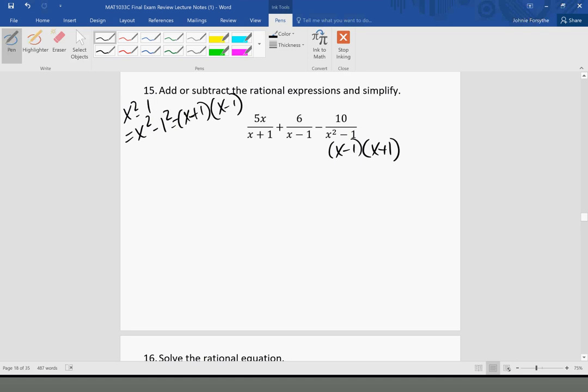Okay, so we need to have every factor represented in our least common denominator. So we want them all to have the same denominator. So if we were to, let me erase this out the way.